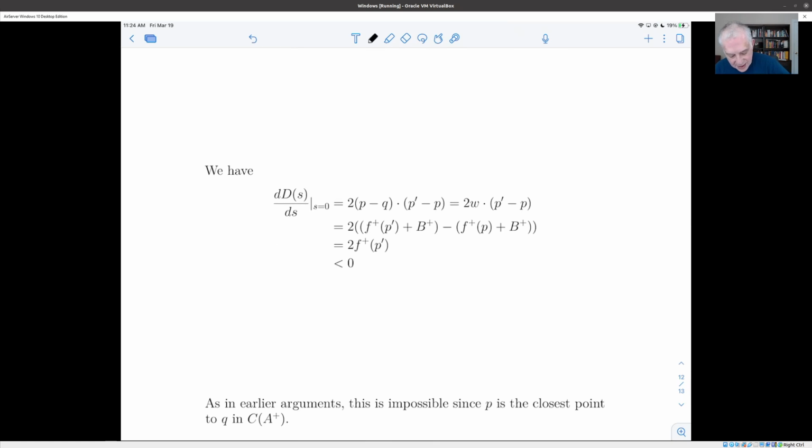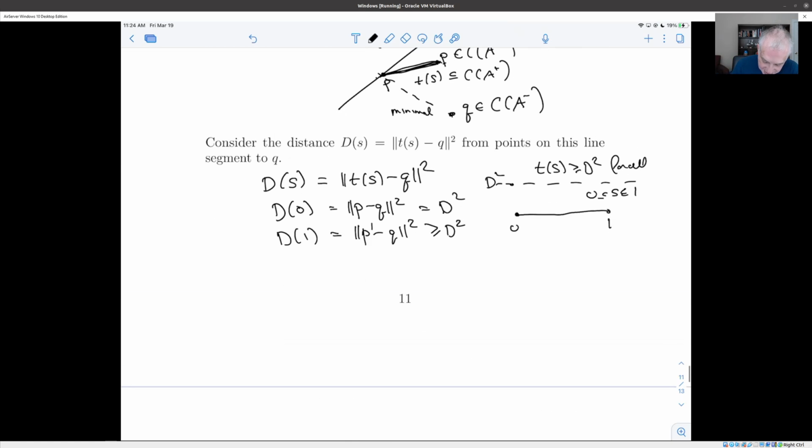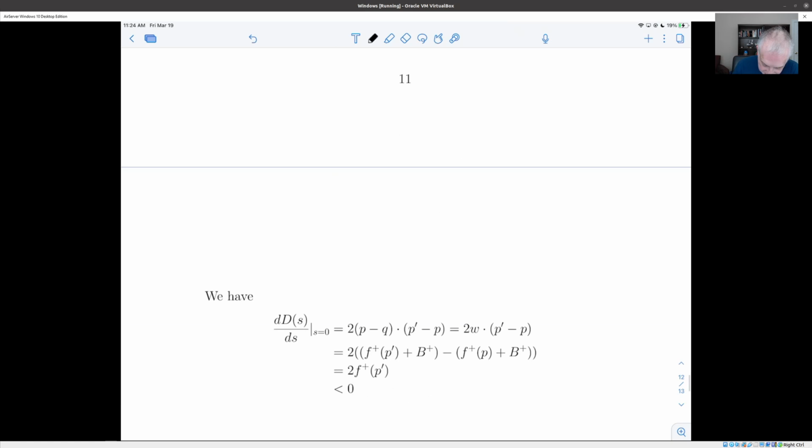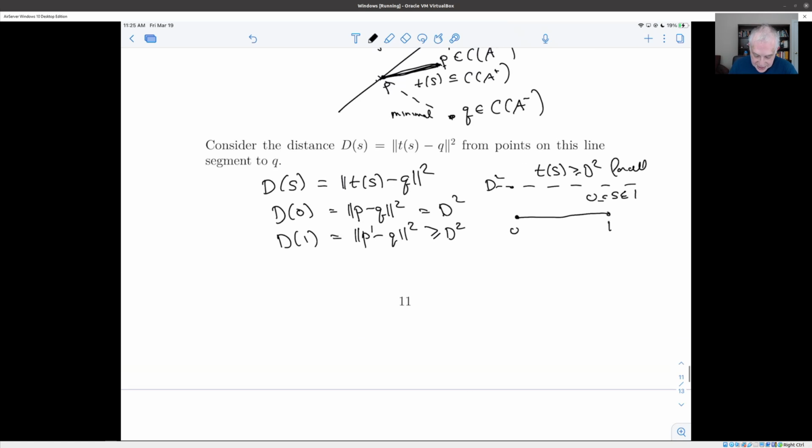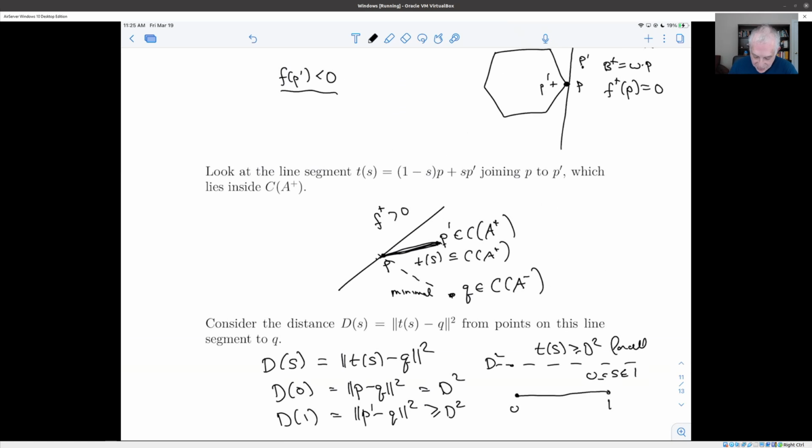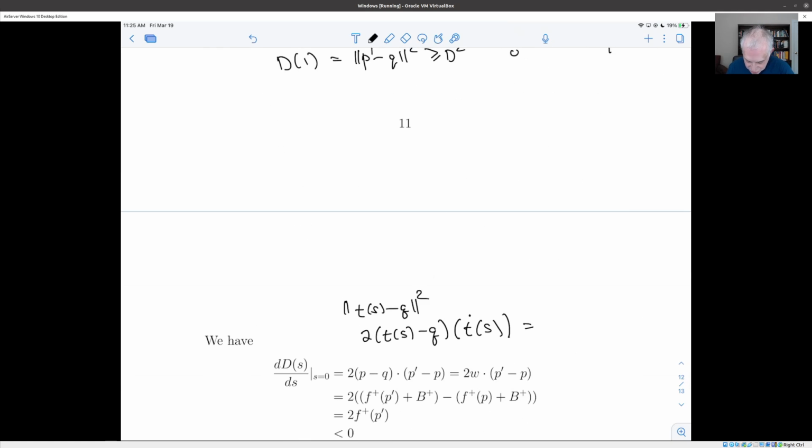We take the derivative of this function, and we get, so remember what it is. It's T of S minus Q squared. The derivative of this is 2 times T of S minus Q times the derivative of T of S. Q is a constant, but the derivative of T of S, remember what T of S is, the derivative of T of S is P prime minus P. So this is 2 T of S minus Q dotted with P prime minus P.